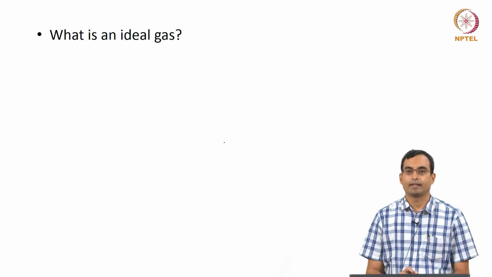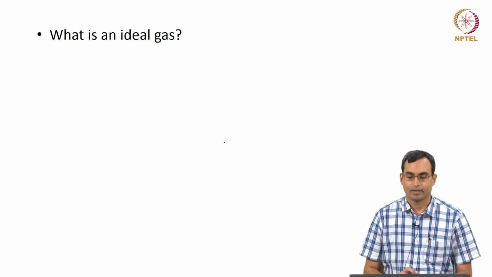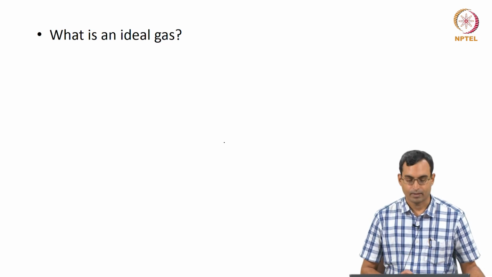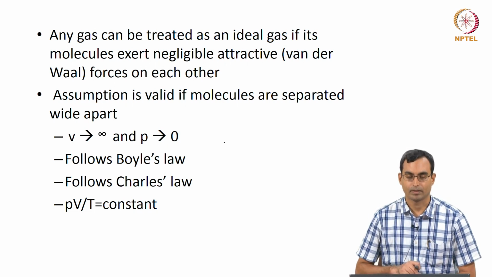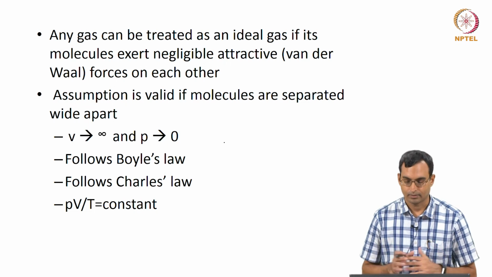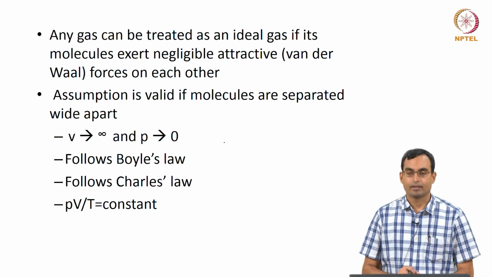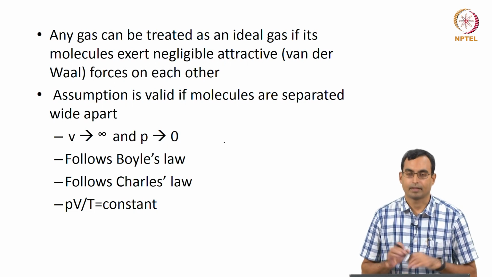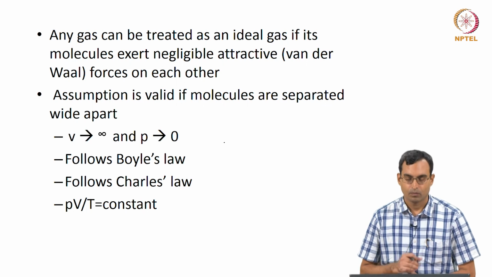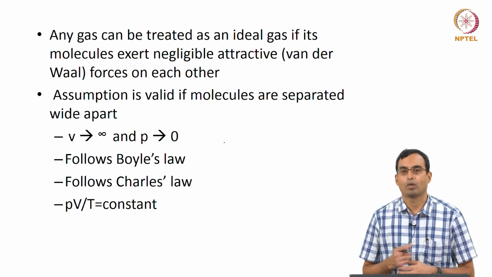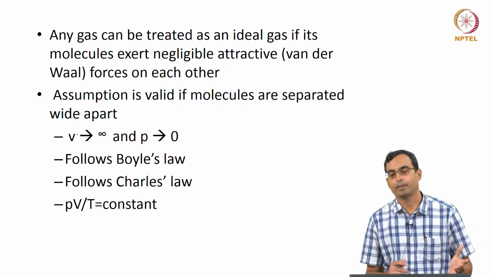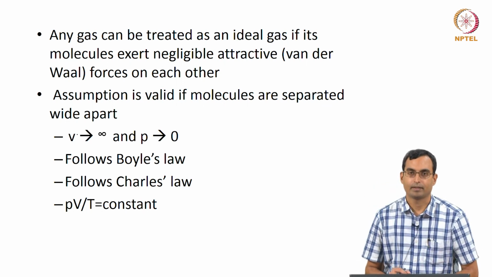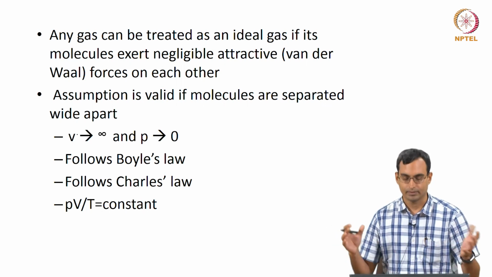This brings us to the question of what is an ideal gas. This is something which most of us have studied at some point in school. So, we have some answer to this already. We say that any gas can be treated as an ideal gas if molecules exert negligible attractive forces on each other. So, the molecules are not going to affect each other, and this assumption is valid if the molecules are sufficiently far apart so that there are no attractive forces, which means the volume of this gas must be very large, which means that the specific volume is very large. So, we can think of it in the limit of specific volume going towards infinity, which would happen if the pressure is extremely small, so that the molecules are far apart.